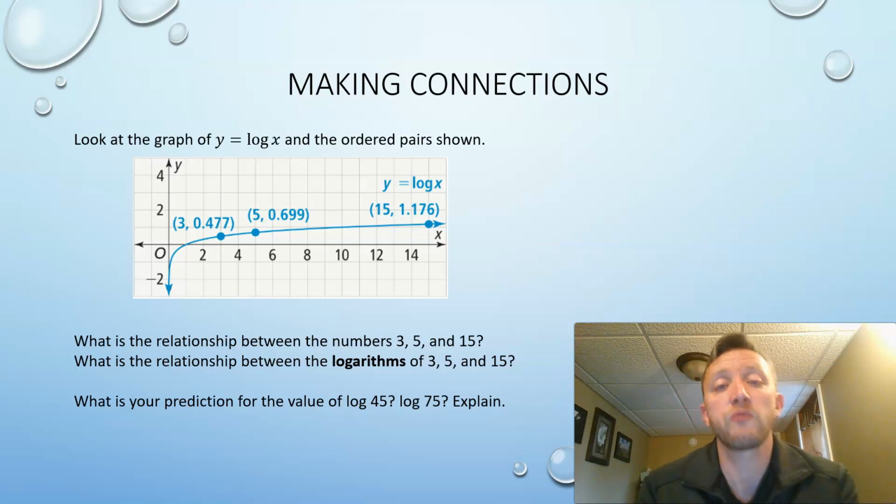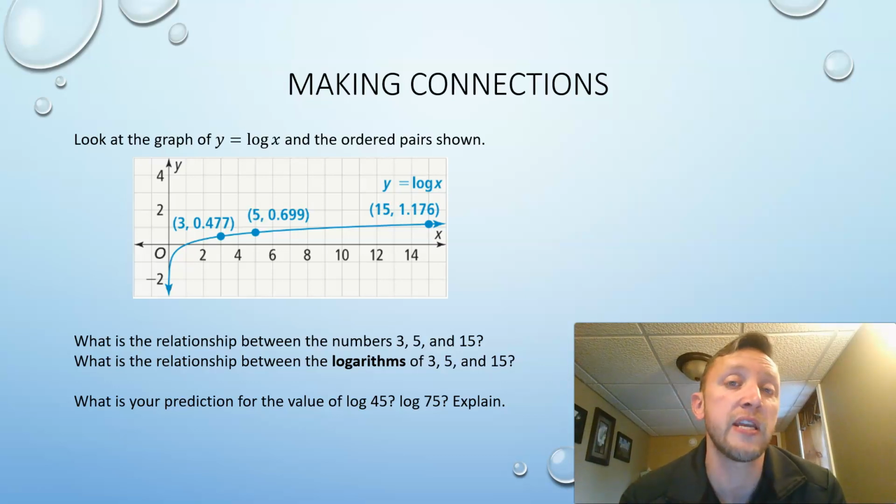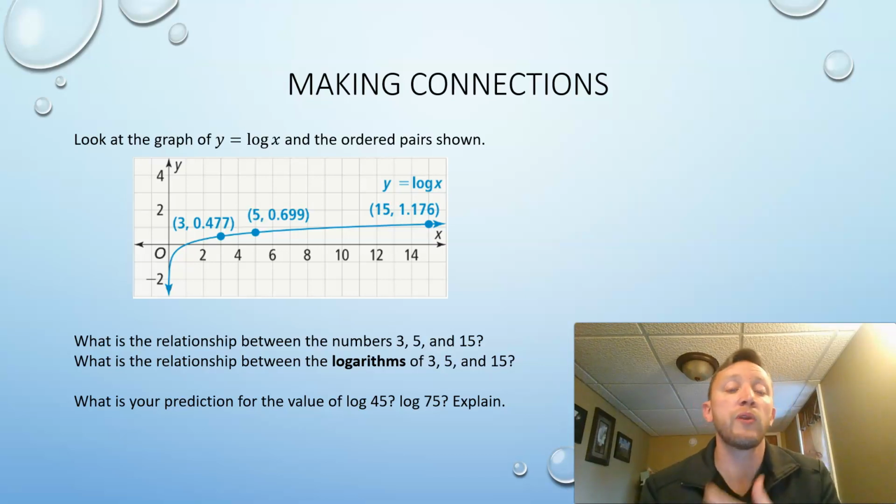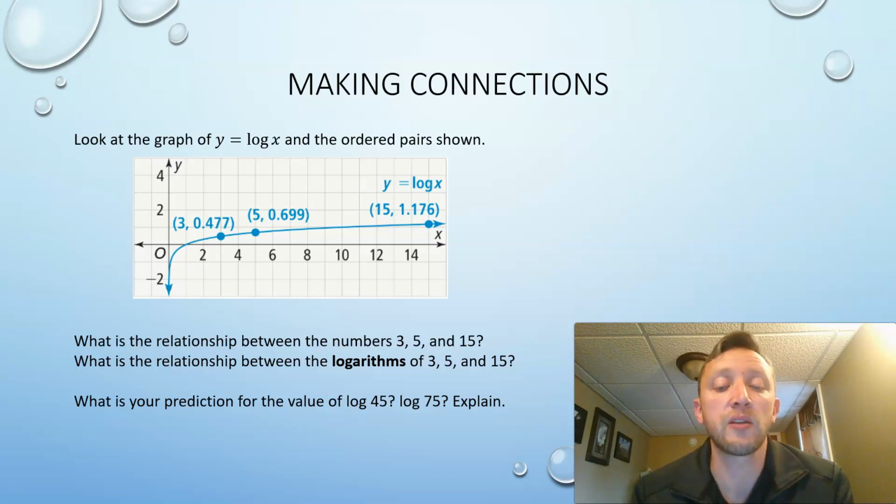Interesting. So when we multiply the 3 times 5 and get 15, the impact that has for the y values is that we would add those values to get to 1.176. Well, what do you think that means for getting the log of 45? So using that information, can we come up with a log of 45? Well, how might we do that?